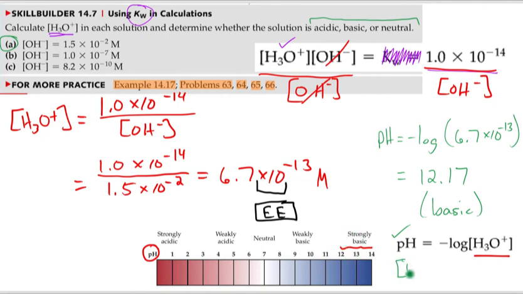Let me just put one other little thing to remind you. In a basic solution, the concentration of hydronium is less than the concentration of hydroxide. Or another way to say it, the concentration of hydroxide is greater than the concentration of hydronium. The only place where these two values are equal to each other is when the solution is neutral. I'll leave it at that for the second video. There'll be one more to follow up for this chapter, and that'll do it. Thanks.